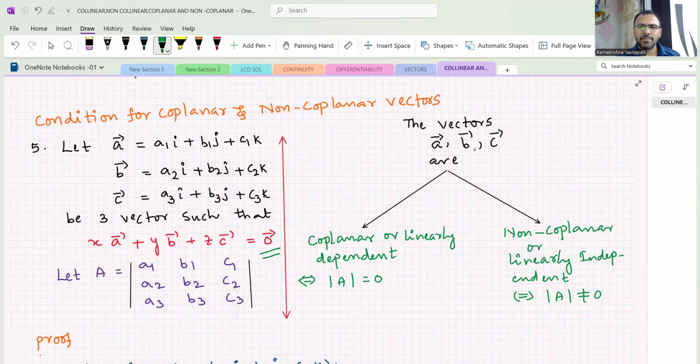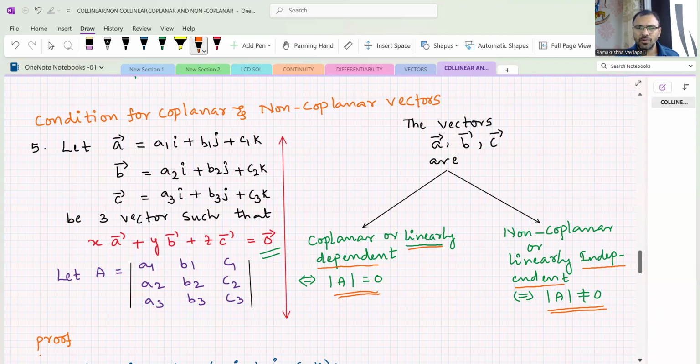The vectors A bar, B bar, C bar are coplanar, or you can say linearly dependent vectors, if det A equal to 0. So this is a very simple one. If the determinant equals 0, then the vectors are coplanar vectors. And the vectors are non-coplanar, or linearly independent vectors, if det A not equal to 0. There are plenty of questions based on this coplanarity condition.